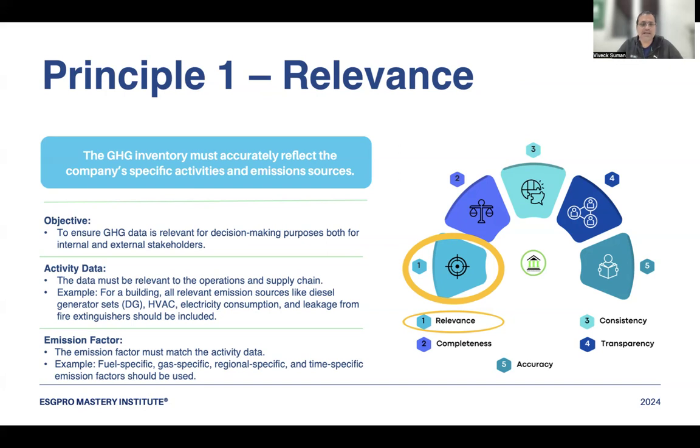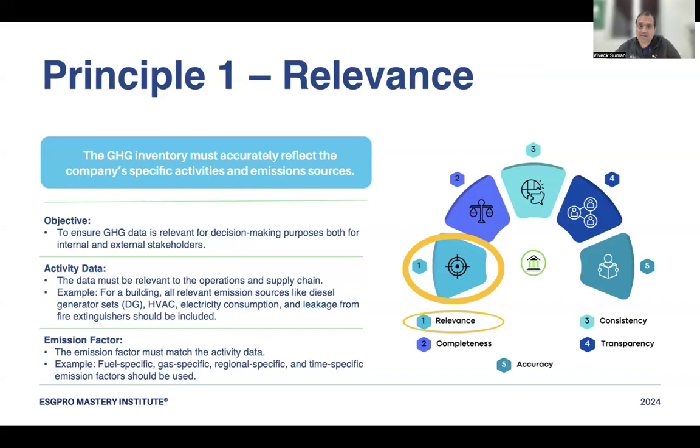For example, if I'm doing it in a building, and I want to calculate how much carbon this building is emitting, all relevant emission sources like the diesel generator, which is sitting outside of your building, the HVAC, the AC duct, etc.